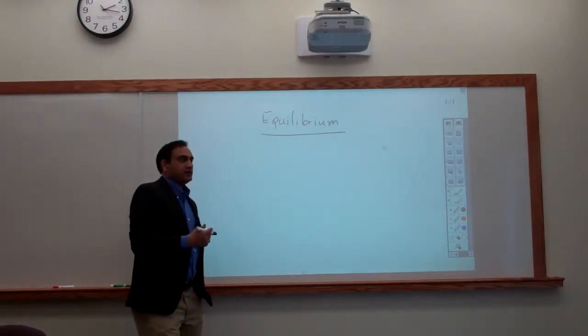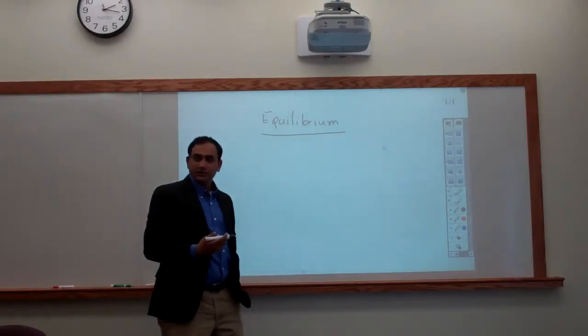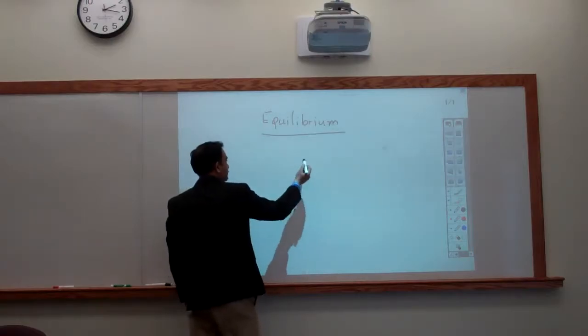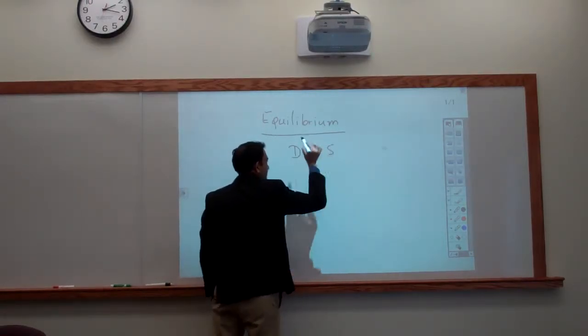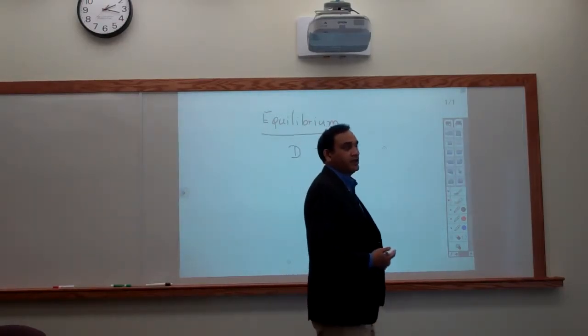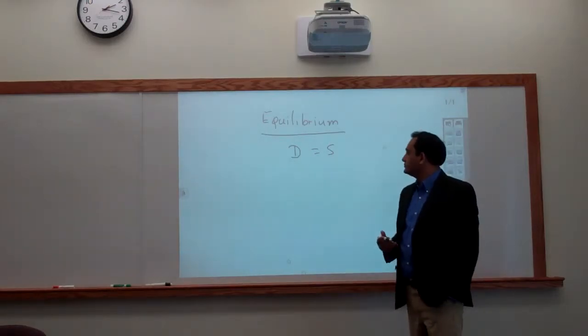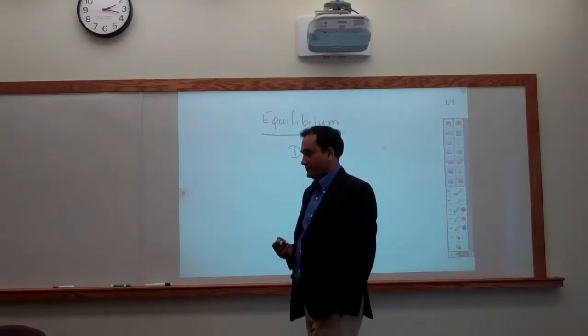First, let me give you the equilibrium condition in the market. So equilibrium is given by the equality between demand and supply. So when demand equals supply, we have equilibrium in the market, or a state of balance.